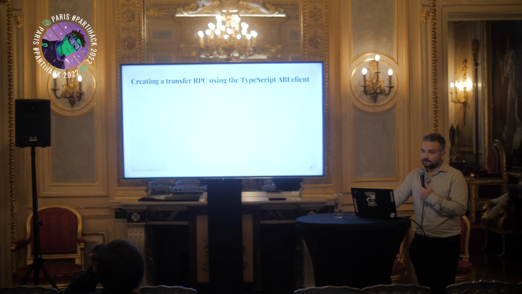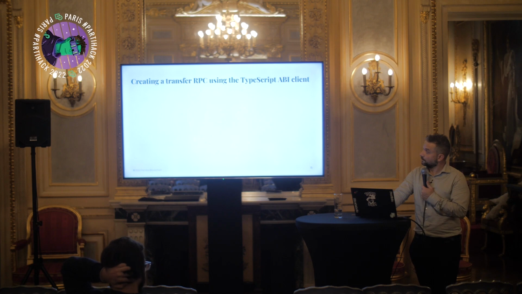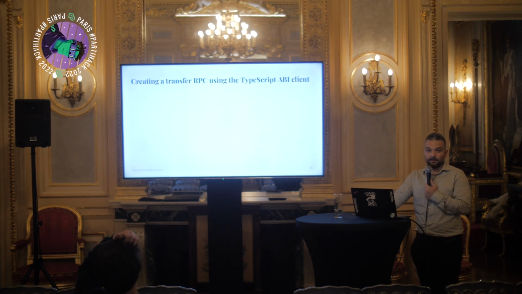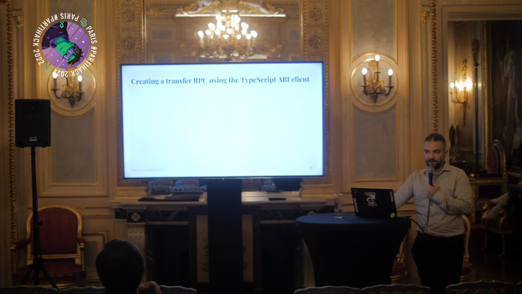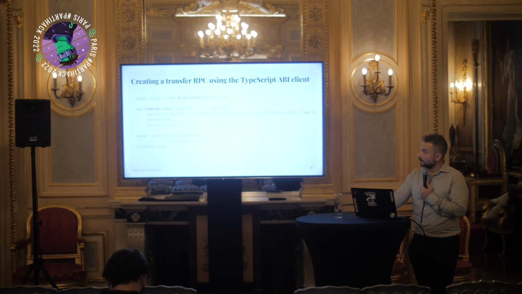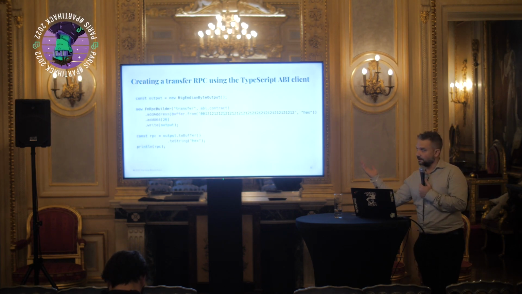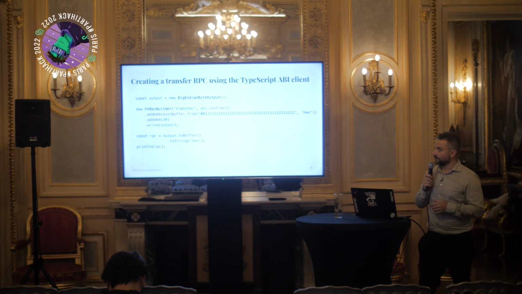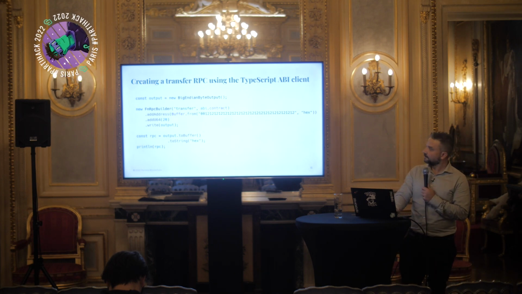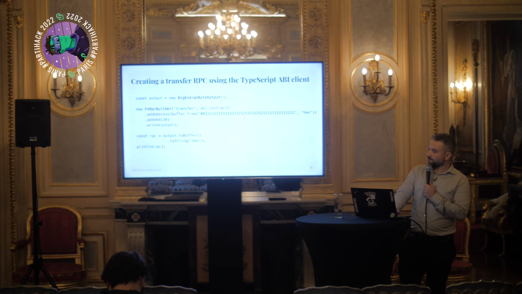And to help us with this, we've made some tooling, of course. So we've made something called an ABI client. We have 2 versions. We have a Java one and a TypeScript one. So let's look at if we input this ABI we just generated into the TypeScript one. We get a RPC builder.